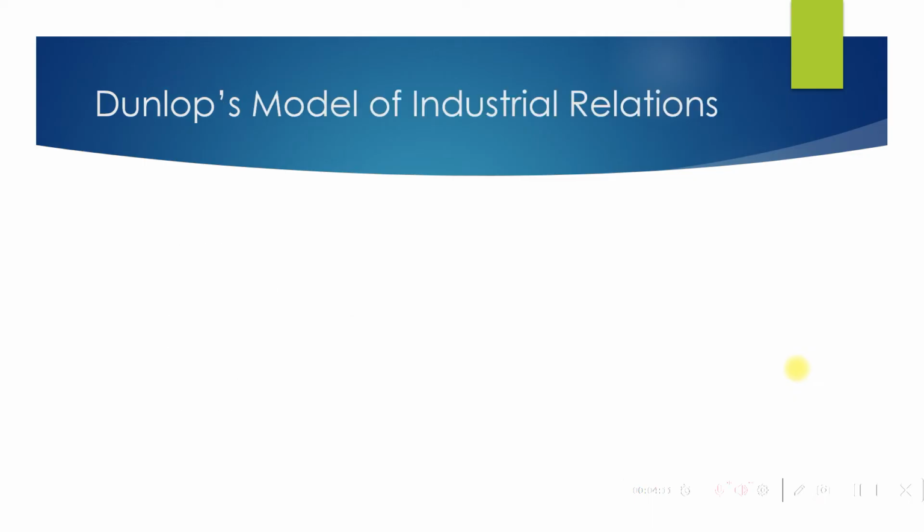Next, we'll take a look at Dunlop's model of industrial relations. Dunlop's system theory of industrial relations is about the structure and development of relationships among labor, management, and government. Remember, there are three bodies in this: labor, or the trade unions; management, or the company or the owner of the company; and government, which is also a party to the tripartite bodies. So Dunlop's system theory is about the structure and development of relationships between these three entities, namely labor, management, and government.